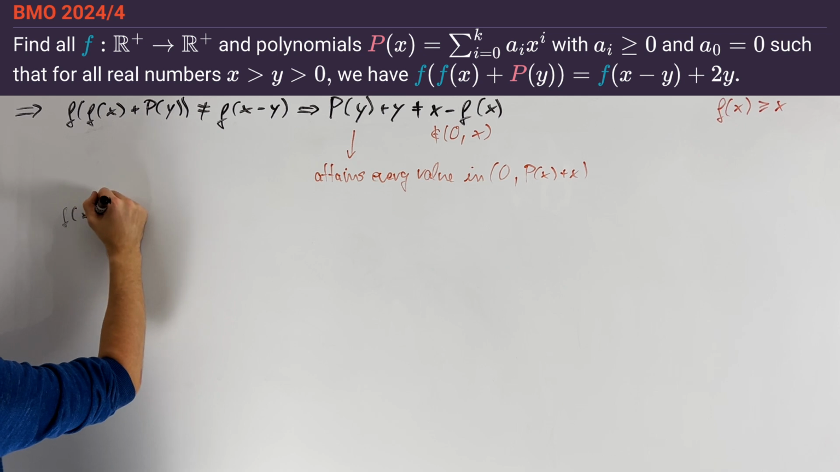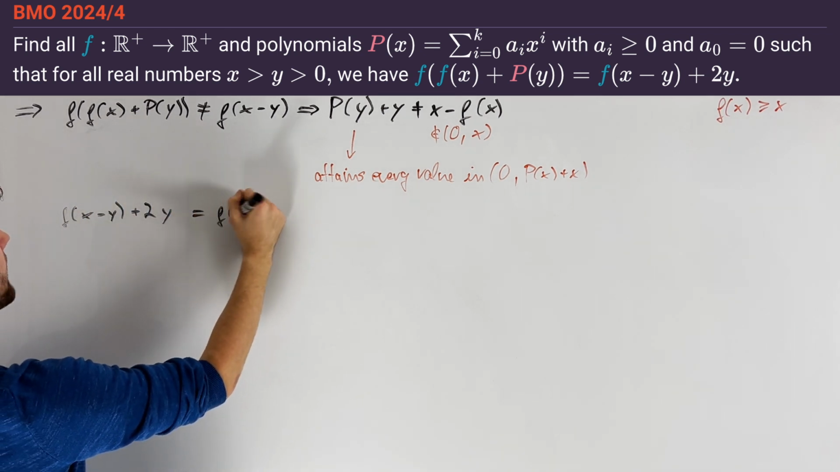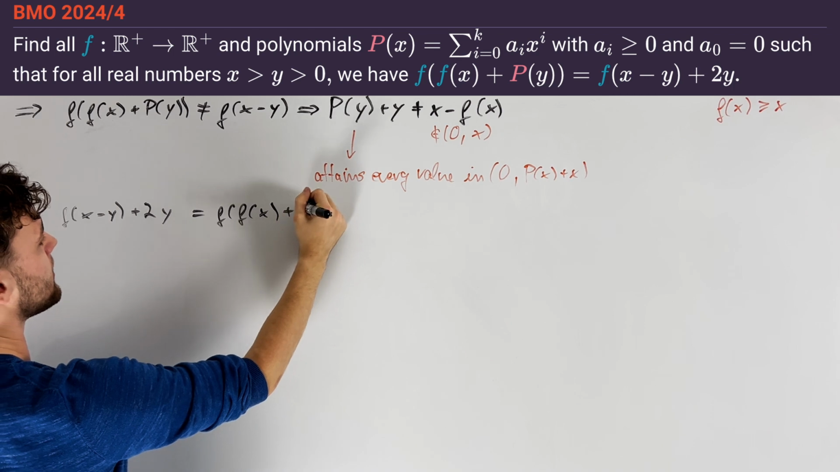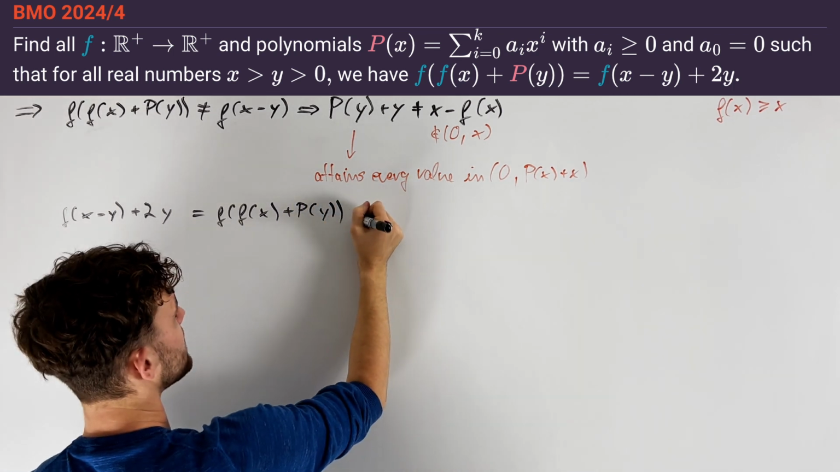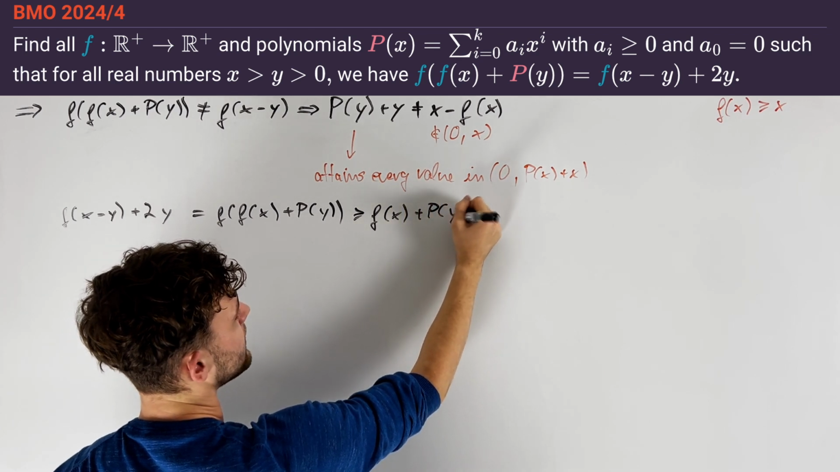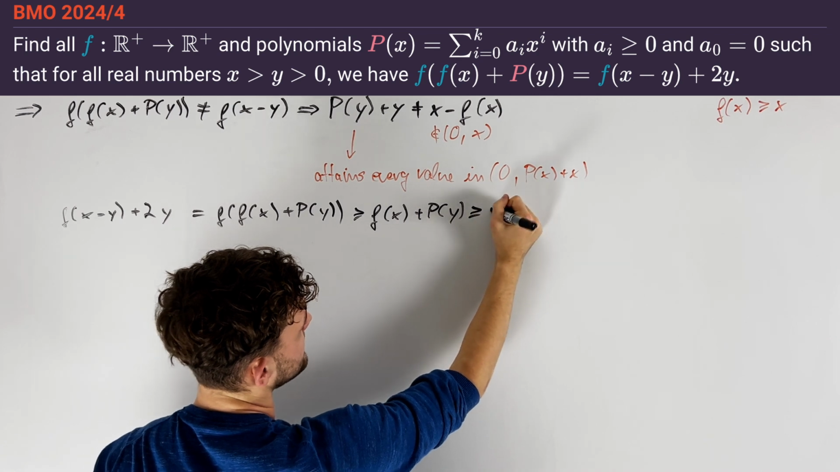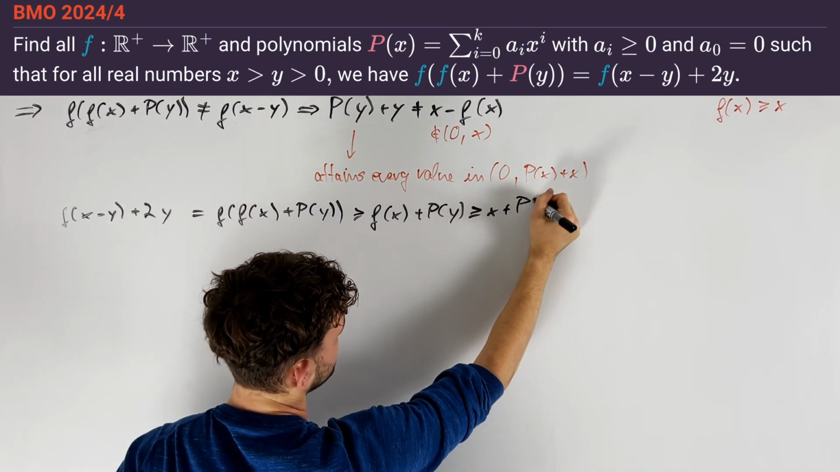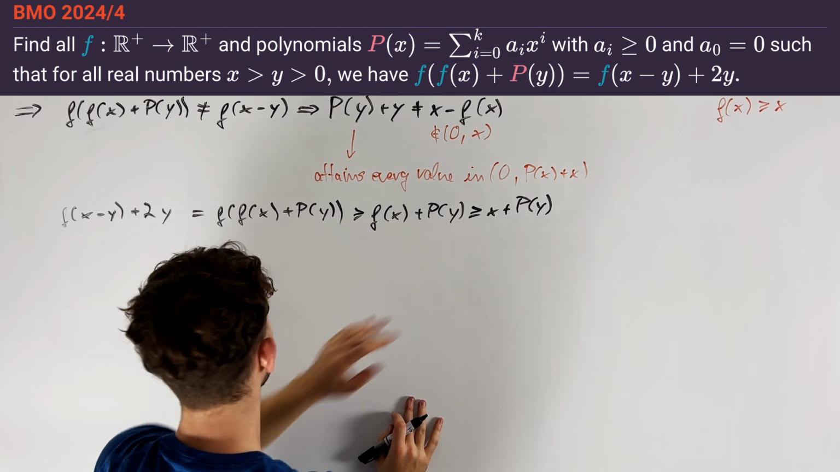So let me write down f of x minus y plus 2y is equal to f of x plus p of y. And now this is greater than or equal to f of x plus p of y. And applying the inequality again, we obtain that this is at least x plus p of y. We see that this inequality gives us a nice asymptotic upper bound on p.